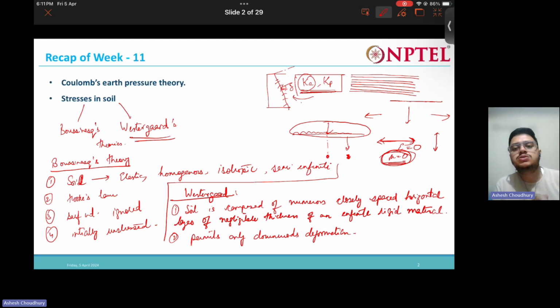proper textbooks, standard textbooks. What we are going to do is directly use the expressions that are derived from Boussinesq's and Westergaard's theory for different loading conditions, and then we are going to use those to solve the problems.